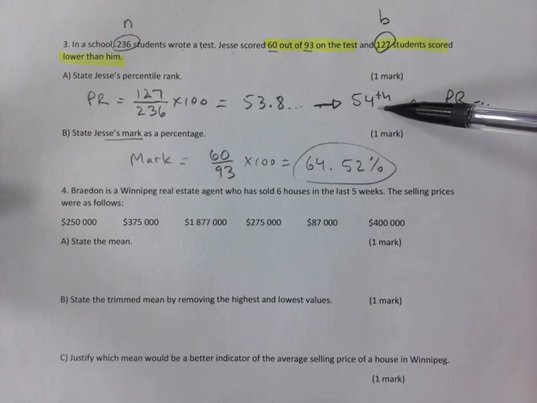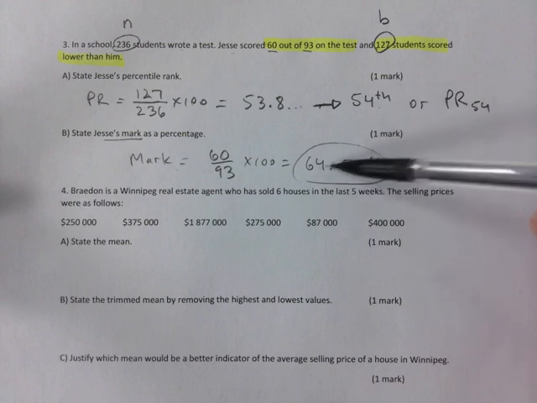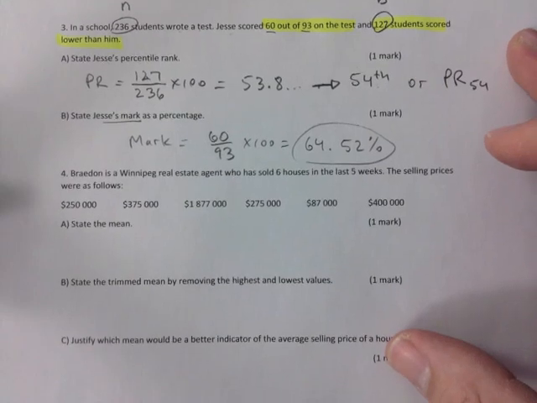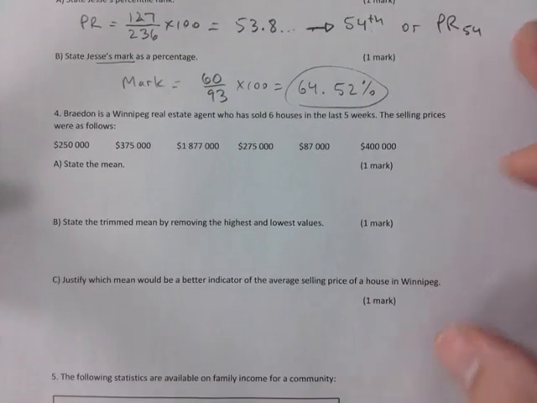This tells me that 54% of students scored less than Jesse, which, right? Or you could also say scored less than 64.52% on the test. Okay. All right. Next, Braden is a Winnipeg real estate agent who has sold 6 houses in the last 5 weeks. The selling prices were as follows.